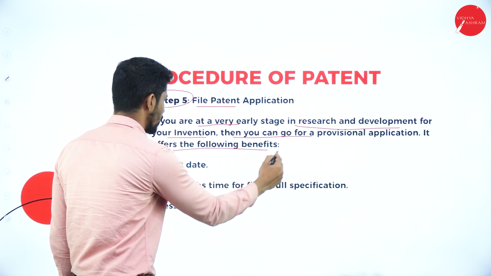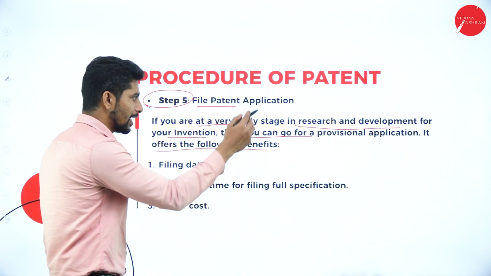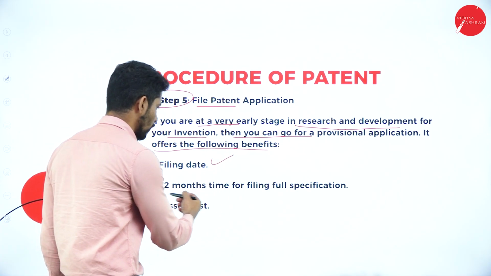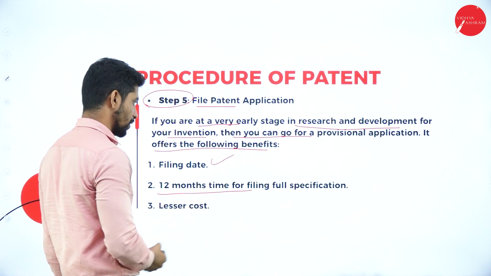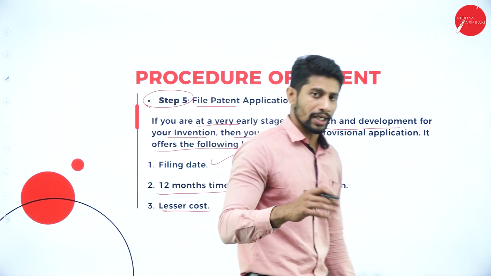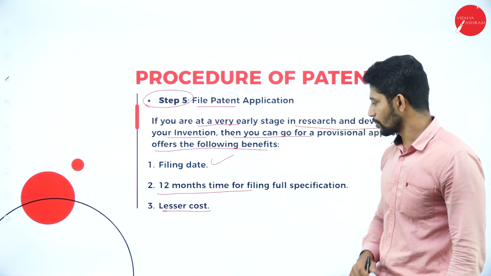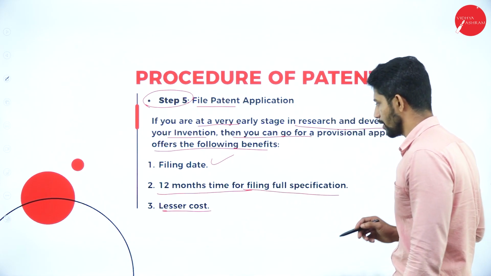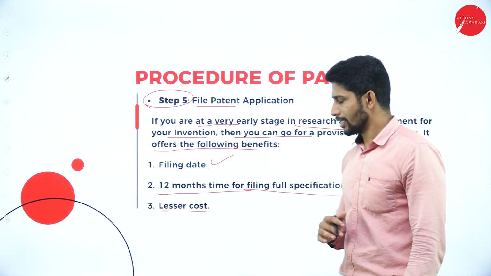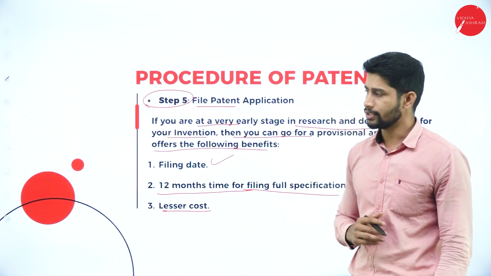It offers the following benefits. You get a filing date, and the next 12 months' time for filing the full specification, at a lesser cost. That means you can file the date and ask for 12 months to give full information about your particular invention, and it is a lesser cost way of applying for the patent with the government.